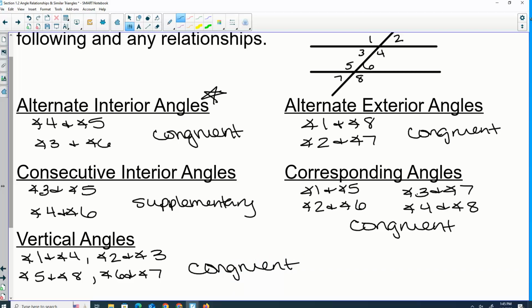I am not going to ask you to tell me the word, I'm not going to say angle 1 and angle 5 are what, and expect you to write the word. It's more that if we see a picture, we can use these relationships to help us figure out unknown things. So it's worth our time to review, but not something we'll spend a ton of time on. So let's look at an example.